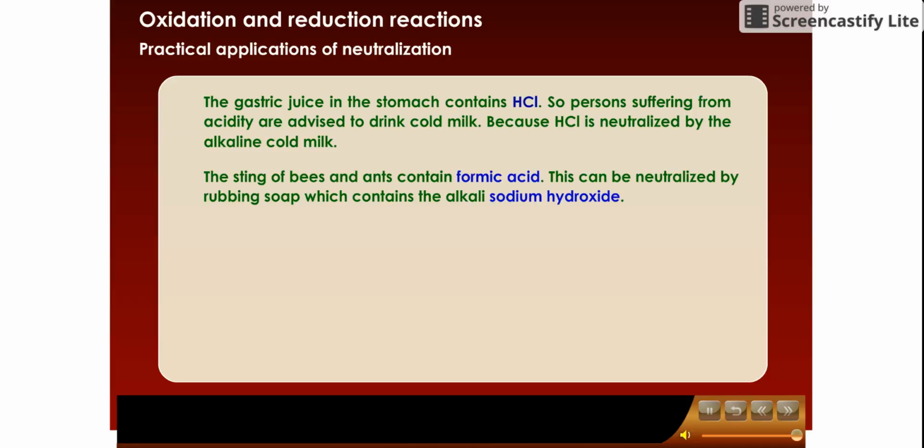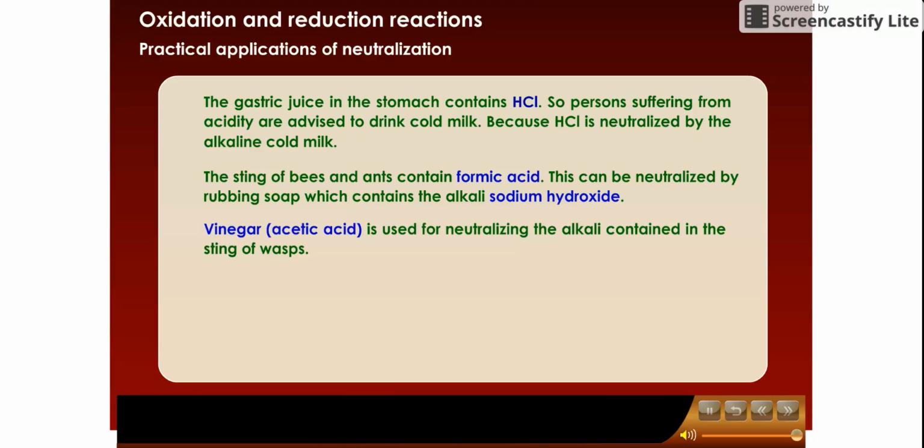The sting of bees and ants contains formic acid. This can be neutralized by rubbing soap, which contains the alkali sodium hydroxide. Vinegar, acetic acid, is used for neutralizing the alkali contained in the sting of wasps.